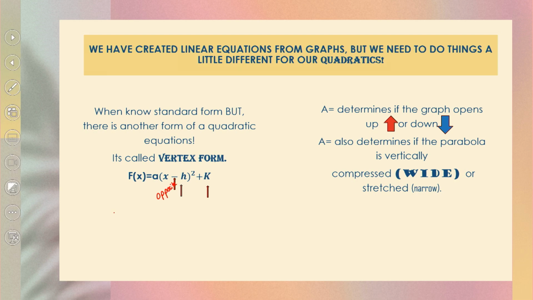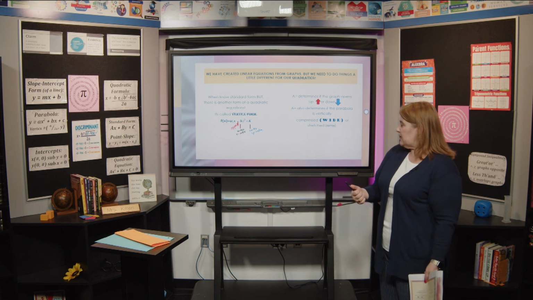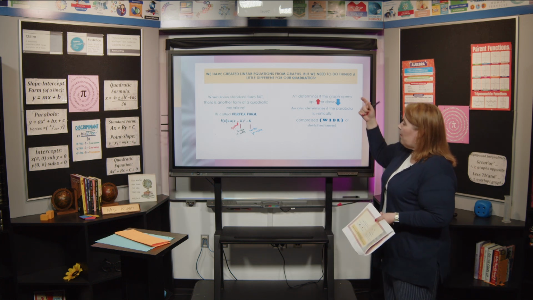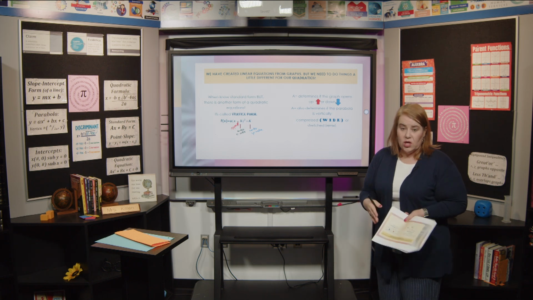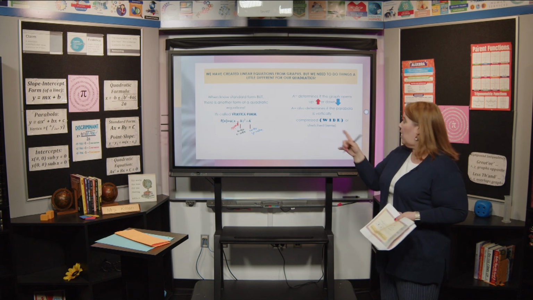Then we have our h. So then my h is going to be the vertex x value, and then my k is going to be my vertex y value. All right, so my subtraction sign means it's going to be opposite of whatever the x value is. My h is going to be the x value of that vertex, and that k is going to be that y value of that vertex.